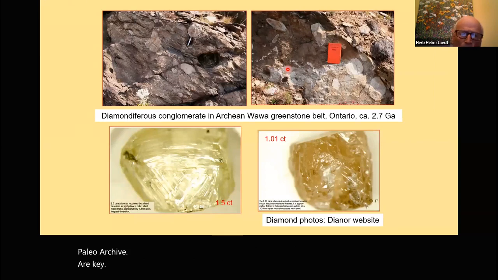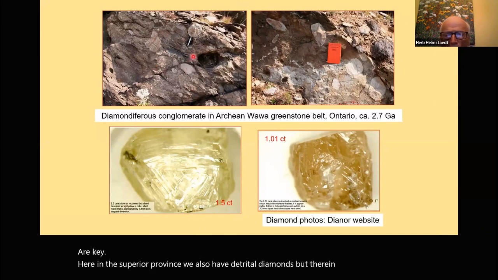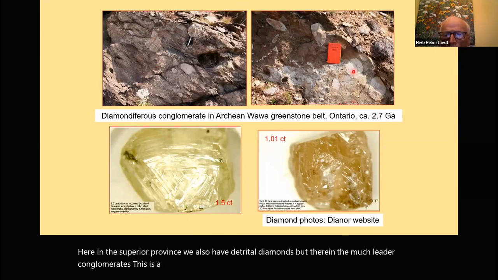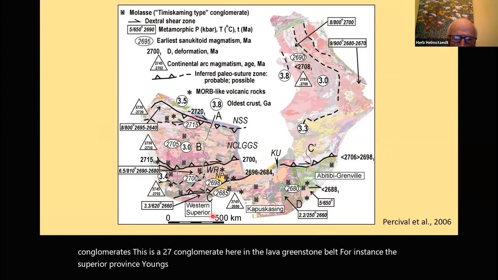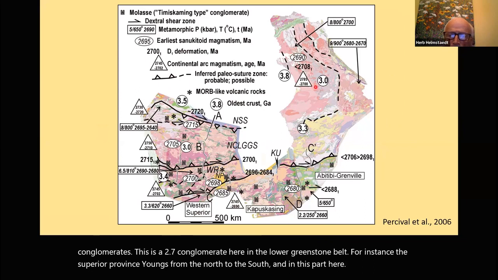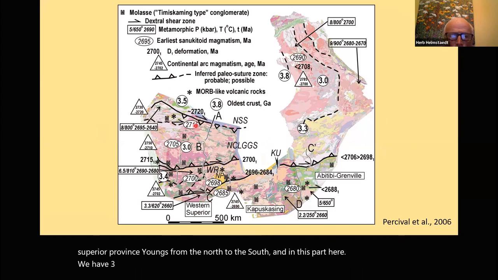Here in the Superior Province, we also have detrital diamonds, but they're in much later conglomerates. This is a 2.7 conglomerate here in the Wawa Greenstone Belt, for instance. The Superior Province youngs from the north to the south, and in this part here, we have 3.0 to 3.8 billion year rocks, and they get younger downwards, but there are older terrains interspersed here in this southern part.